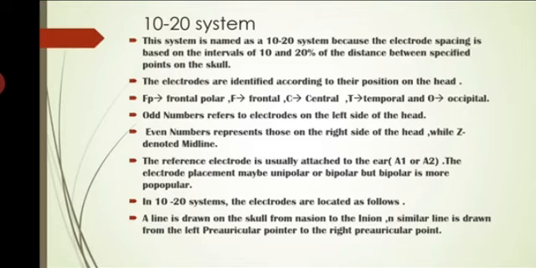The reference electrode is usually attached to the ear, A1 and A2. The electrode placement may be unipolar or bipolar, but usually bipolar is more popular. In the 10-20 system, the electrodes are located as follows. A line is drawn on the skull from the Nasion to the Inion point, and a similar line is drawn from the left preauricular point to the right preauricular point.